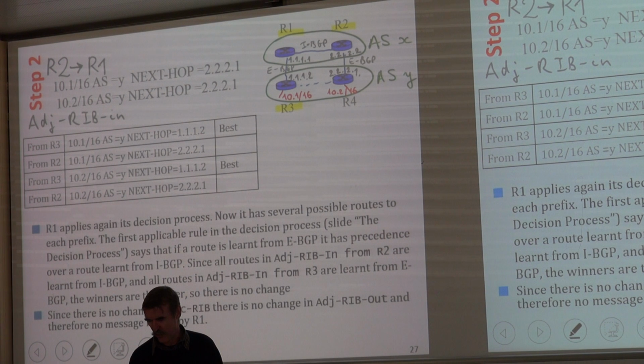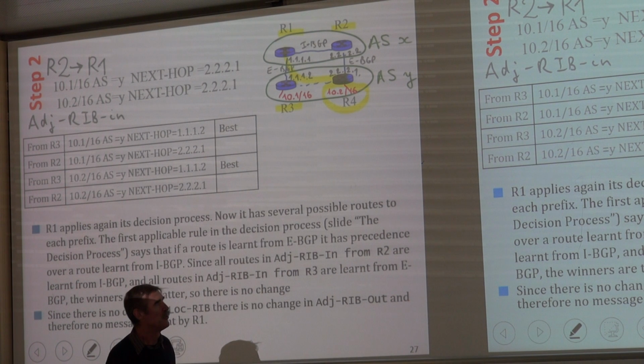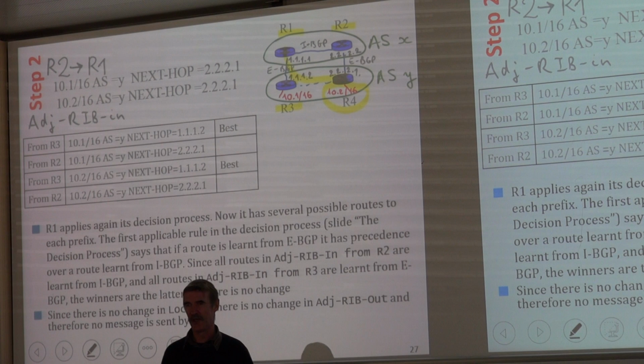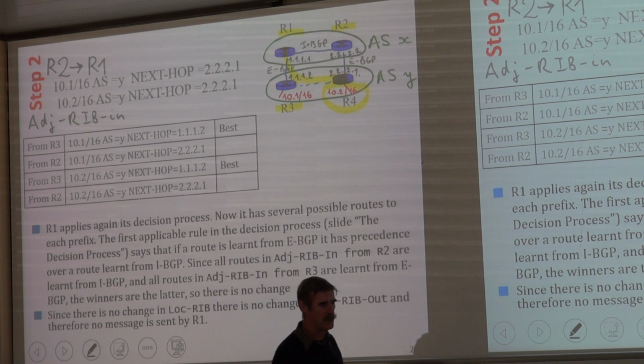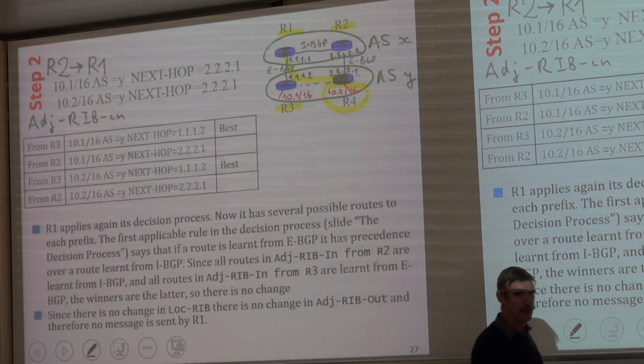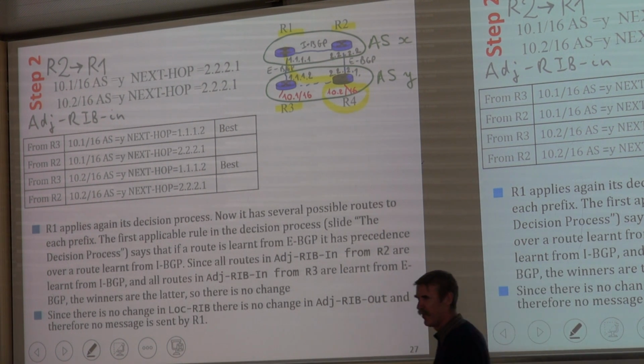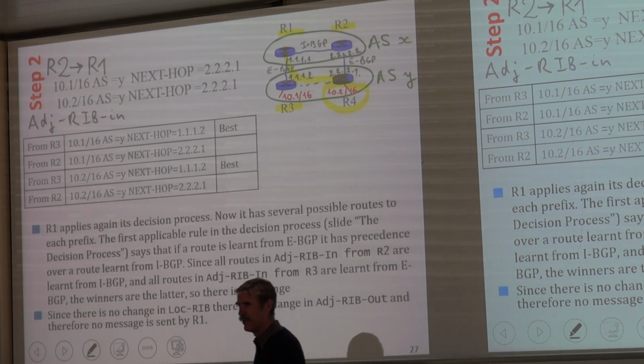Which means in particular, all traffic that goes to 10.2.16, if it comes from R1, will go directly from X to Y instead of first going through X and then going back to Y. This is called hot potato routing. If you have something to send to another domain, you prefer to send it through the nearest interface of that domain, and that is in particular implemented by this rule here.